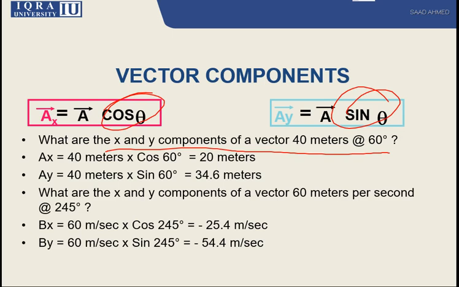Let's see. Ax is equal to 40 meters cos 60, Ay is equal to 40 meters sine 60. You are going to get two values by solving this, that is 20 meters and 34.6 meters.